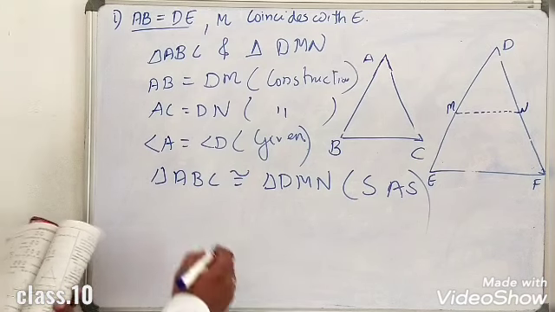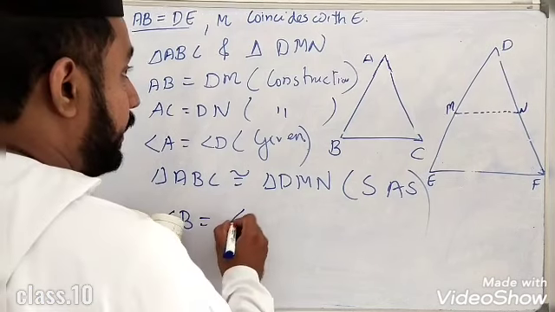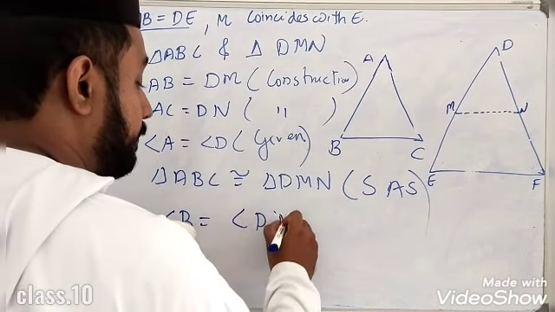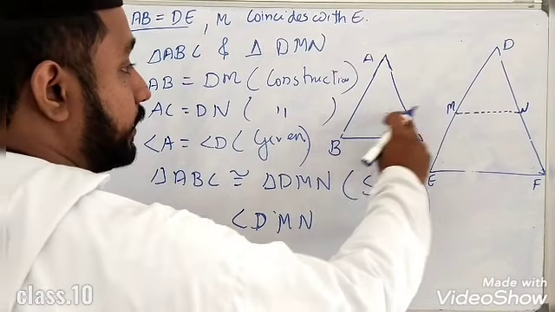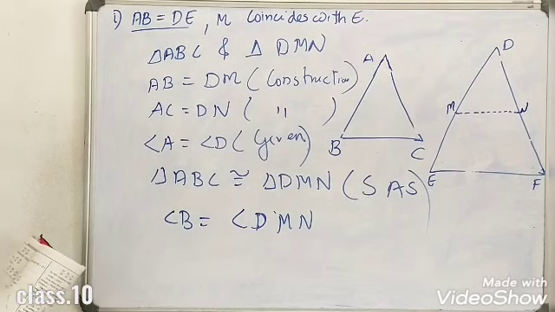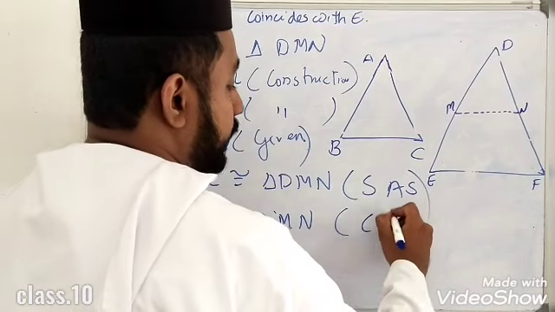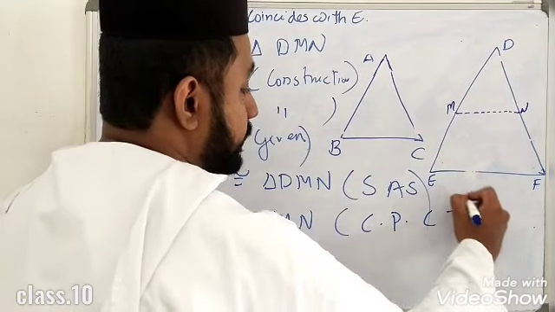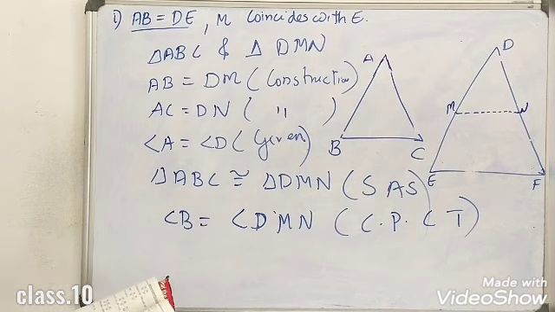Therefore, angle B is equal to angle DMN. Angle B is equal to this angle, is equal to this angle. That is, angle B is equal to angle DMN by corresponding parts of congruent triangles, CPCT.